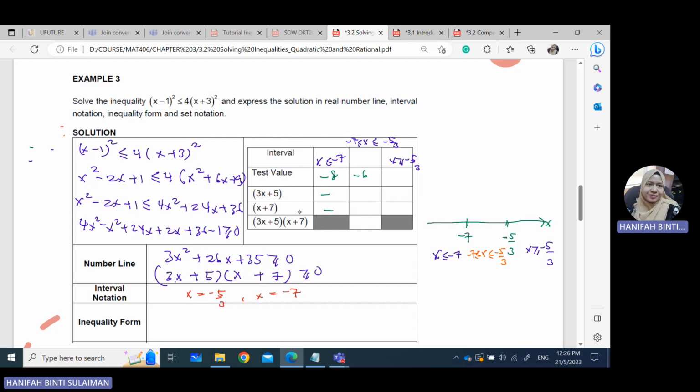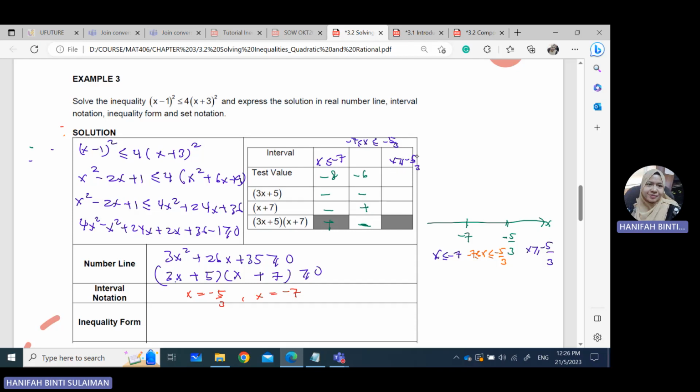Masukkan negative 6 dalam ni. Dalam 3x plus 5 tu maknanya dia dah 3 times negative 6 plus 5. Kita akan dapat negative 13. So instead we have a negative value. So untuk yang ni negative 6 plus 7 we have 1. So 1 is a positive. So sign dia adalah positive. Negative, negative, positive, negative, positive, we have negative.